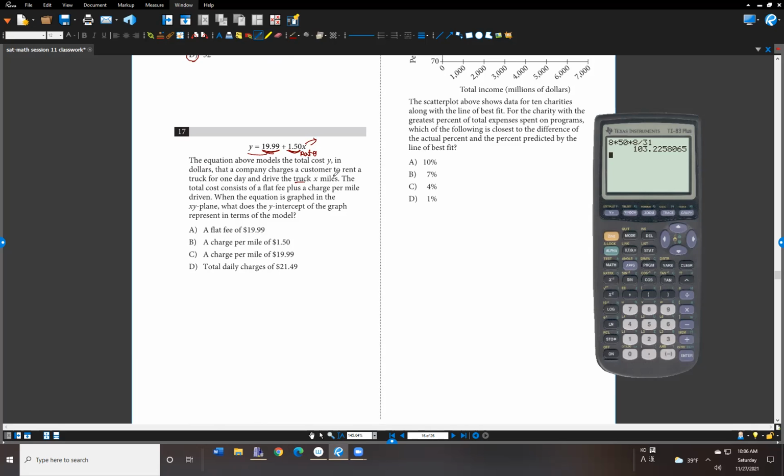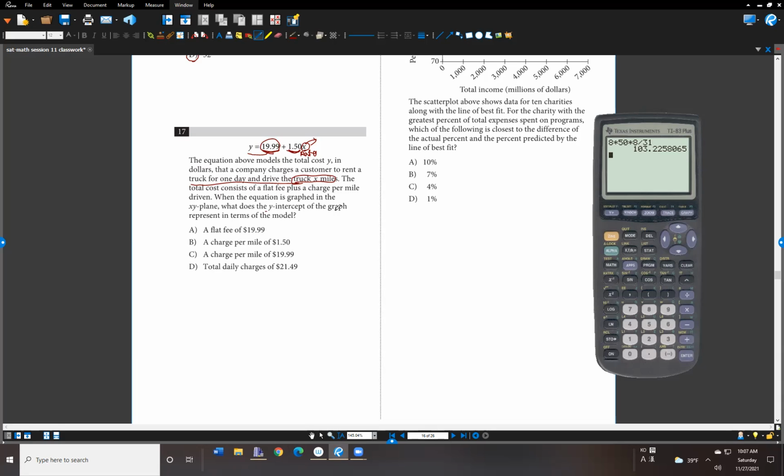Truck X miles, okay, maybe it's a rental car, right? Rent a truck. This is the first amount, okay? Maybe a registration fee, something like that. And the additional amount depends on the miles over here, okay? This is the mileage. Okay, with the equation graphed in the graph, okay?